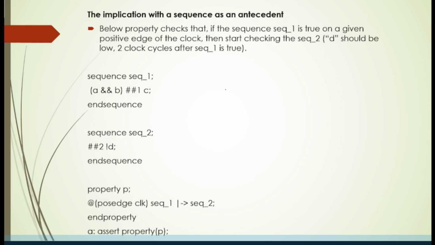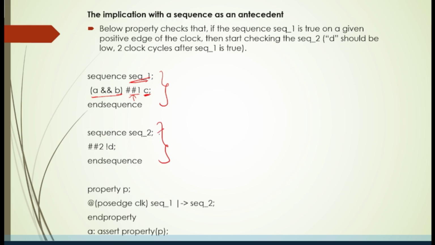Now let us see how we are going to use it in real time while you are developing the code in testbenches. For example, these are the two sequences I am writing. This is my sequence 1, where the logic is A and B, hash 1, C. That means after this logic happens, then after one clock cycle of delay, C should happen. The C signal should take place.